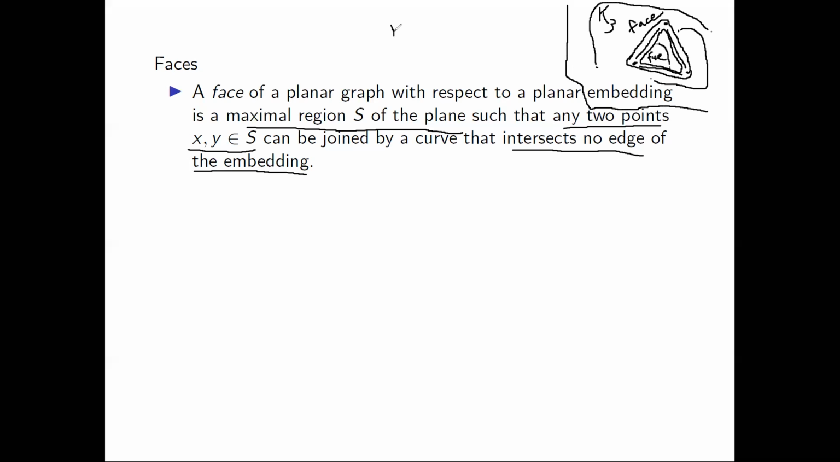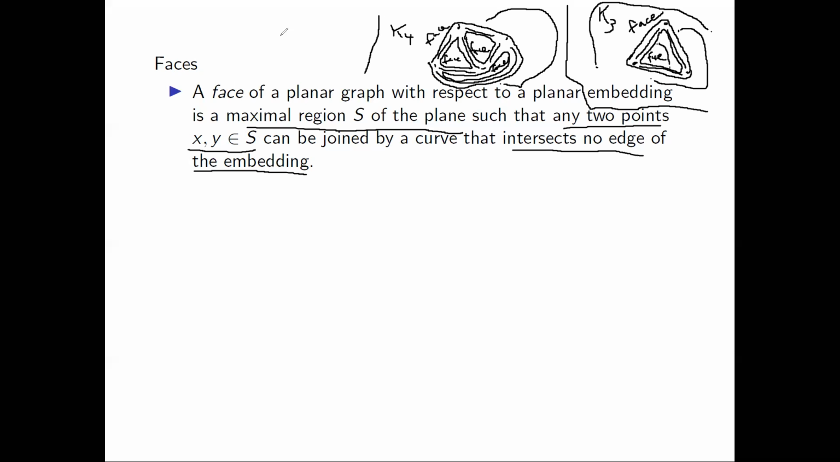We can do something similar with K4. So with K4, we put some vertex on the outside. We have a face inside here. We have a face inside there. So their boundaries I'll draw. And you should picture these as much closer to the edges. This one, I'll draw its boundary. Should also be pictured as much closer to those edges. It's a face. And also, we have this outer face. So we have a total of 4 faces in this K4. We see this outer face, any 2 points on the outside. You can join them by a curve which intersects no edge of the embedding.